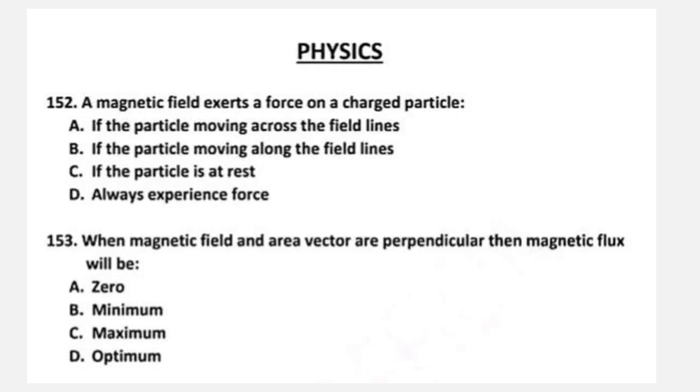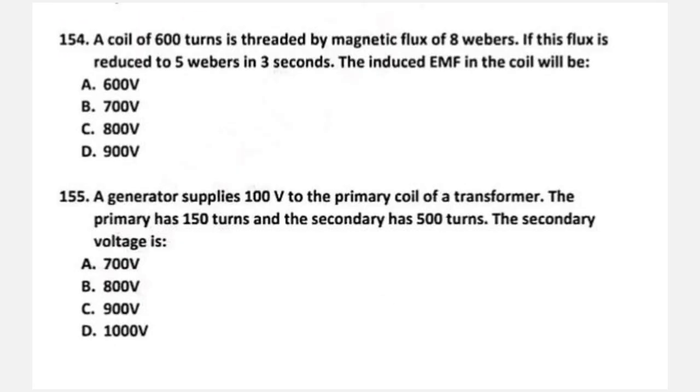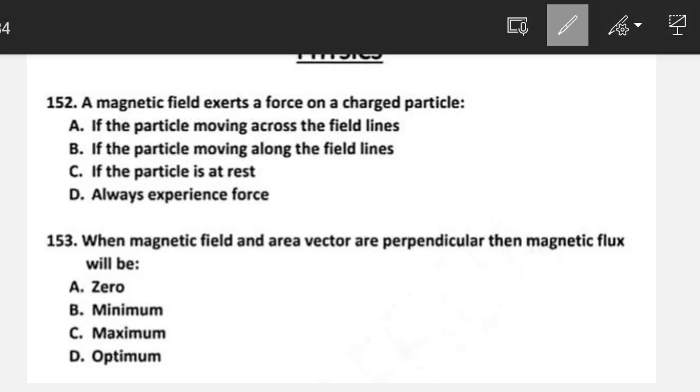So you all know very well that when the particle moves across the field lines making an angle of 90 degrees, then it experiences the maximum force. And if the particle is moving along the lines, then there will be no force, or if the particle is at rest, then there will be no force experienced by that particle. But if the particle is moving through the magnetic field making an angle of 90 degrees, then it will experience the maximum force. So the correct option will be option A, the particle moving across the field lines.